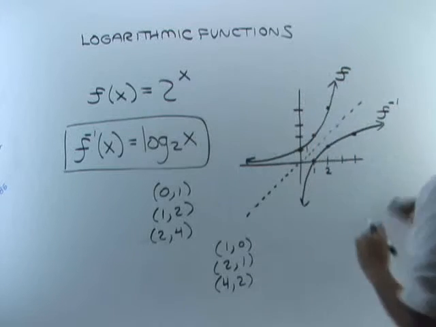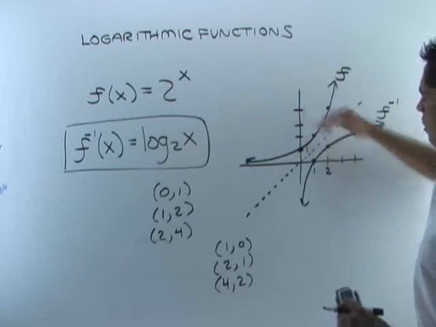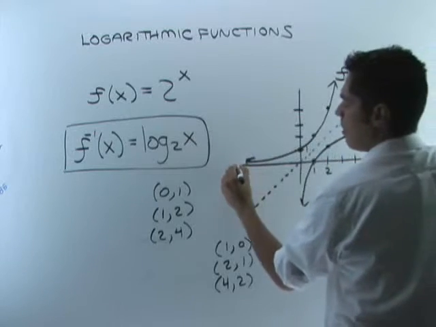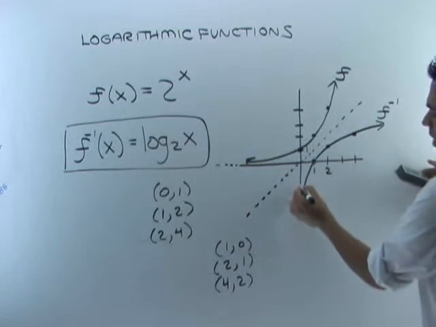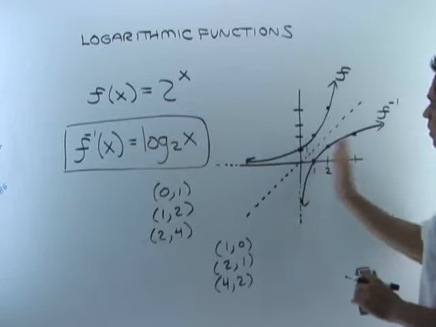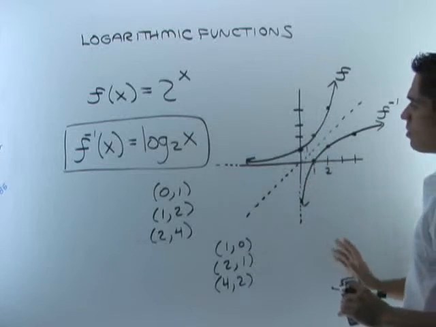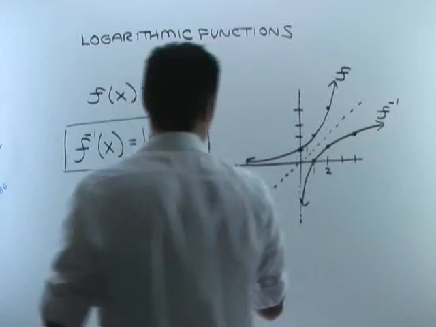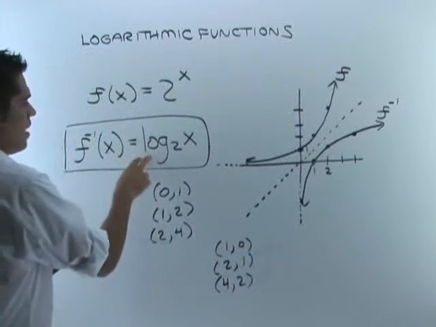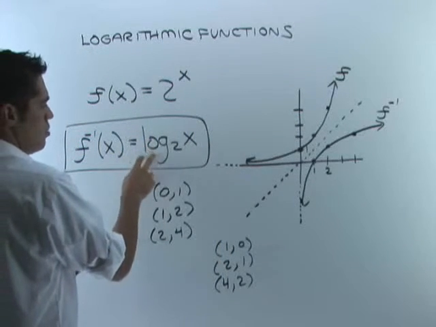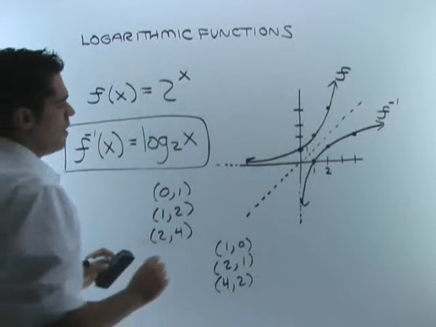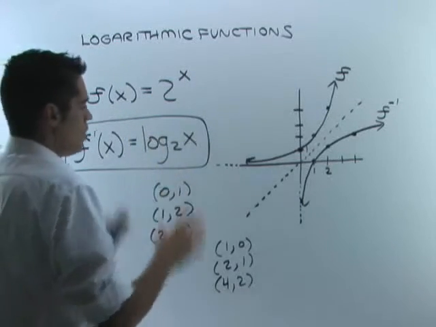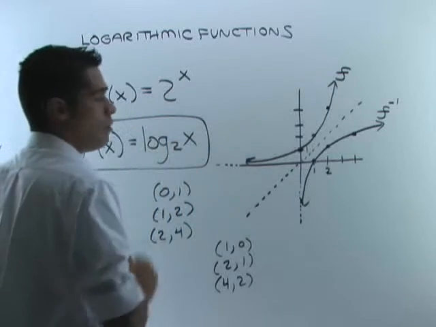This is the original function. You can see that it's a reflection. You can see that the original function had a horizontal asymptote of the x-axis. Now the inverse function is going to have a vertical asymptote of the y-axis. Okay, see how that works? But the main thing I want you to understand here is that this is a new notation, and we call these logarithmic functions. Now what I'm going to do in the next video is work with this new notation just so I make sure that you really understand what this is asking.